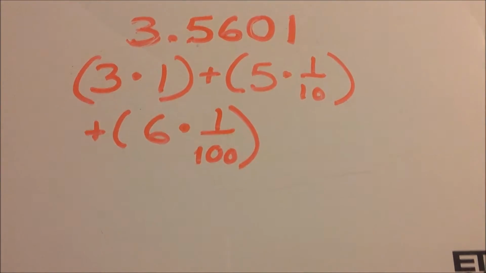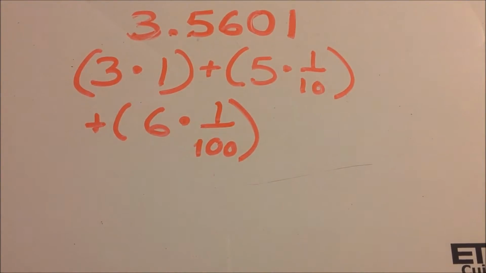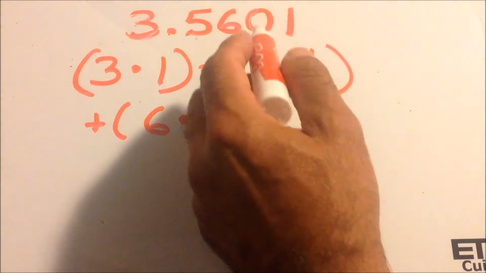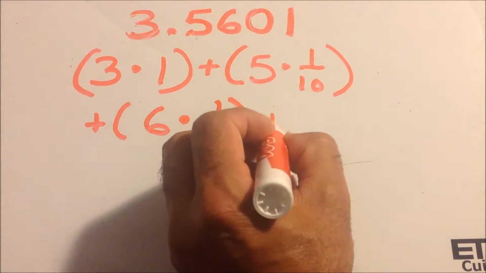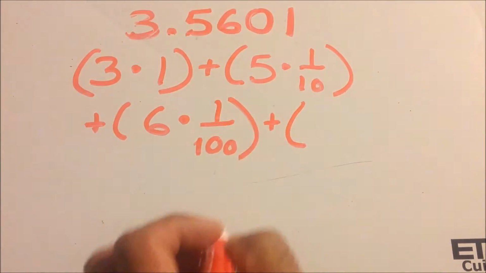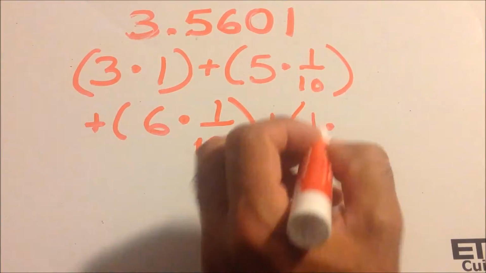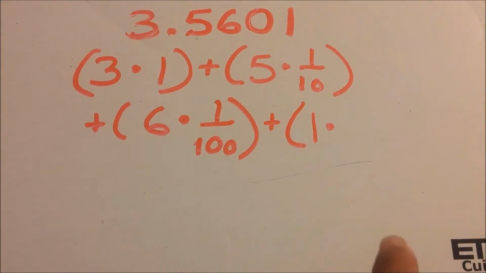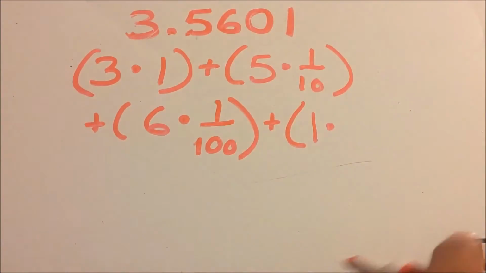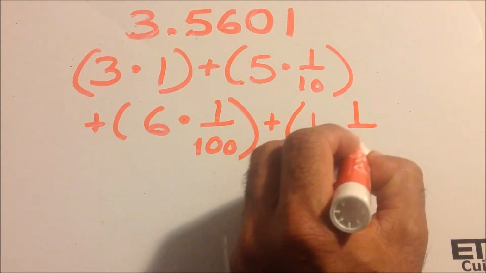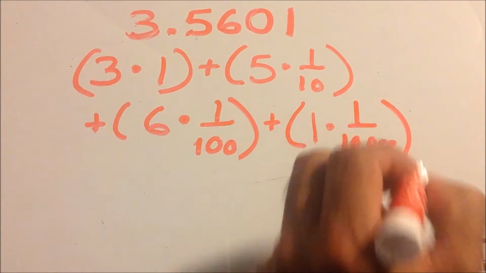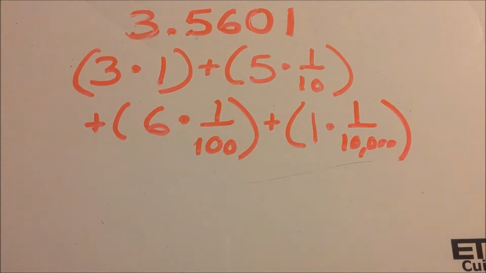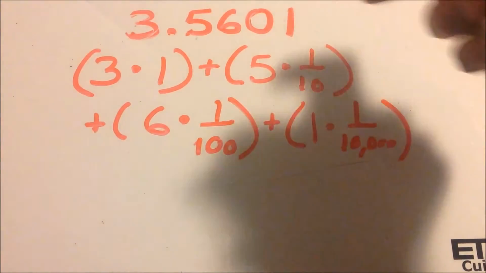So see if you can do the rest. Try the rest. Now we don't have to do anything with the 0 because there's nothing there. So we can skip the 0. So the last one is 1, and what place is the 1 in? It's in the 10,000th place. So it's 1 times 10,000. There we go. That's expanded form. So we have expanded and standard form.